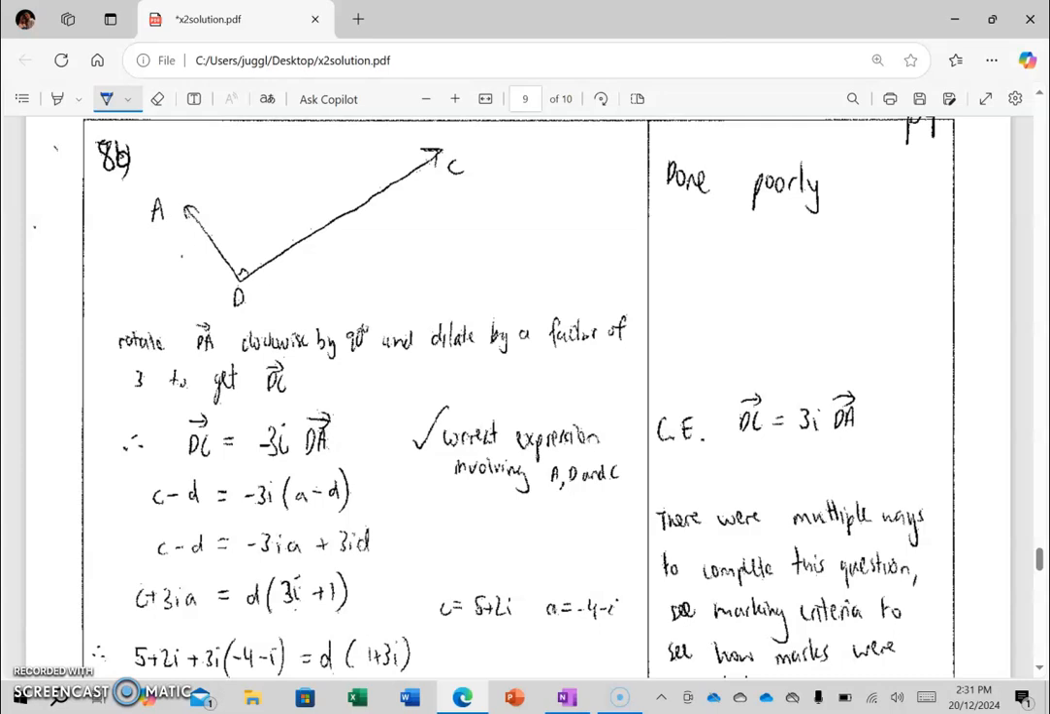So the simplest way of thinking is by considering, we want to work out D, and you know A and C, and thinking about how this is connected.